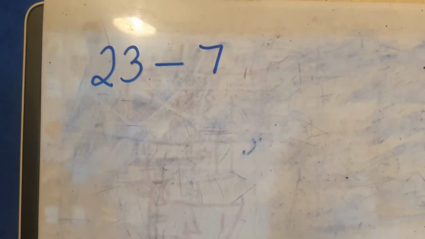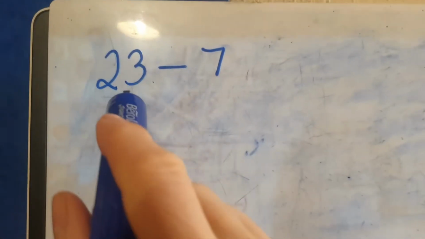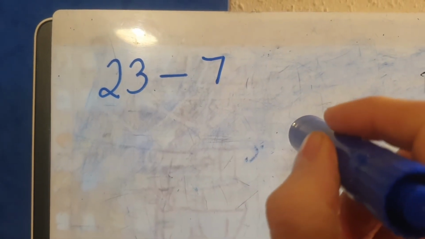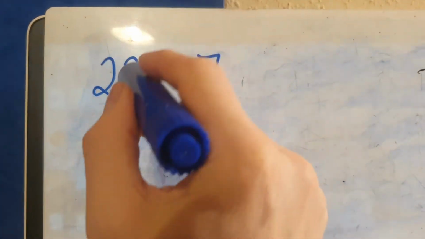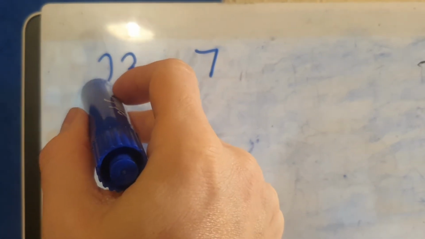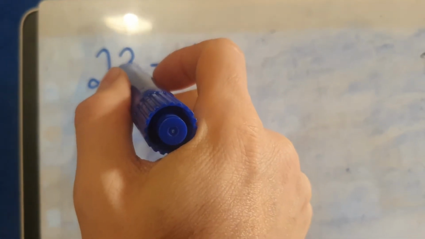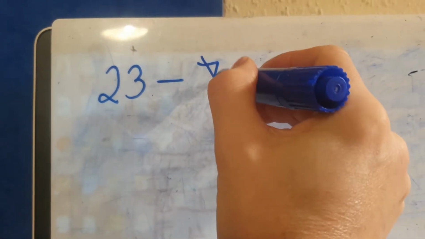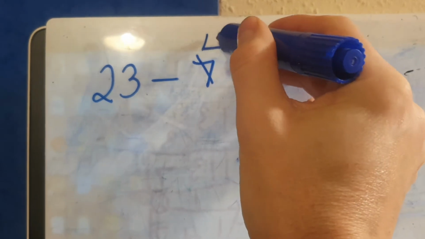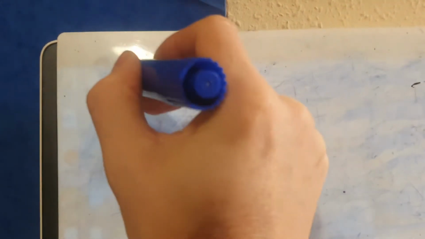Okay, so a bit of a subtraction. I've got 23, take away 7. So you could count down in your ones. But what I'm going to do is, I've got 20, add a 3. So if I take 3 off here, that leaves me with 4. And I'll do the same over here.